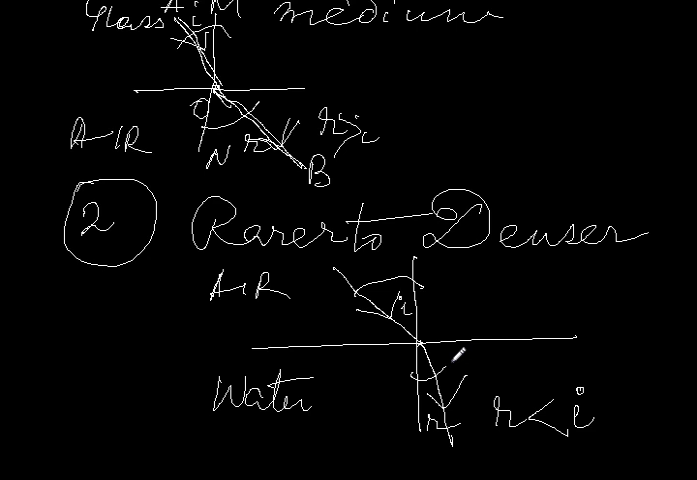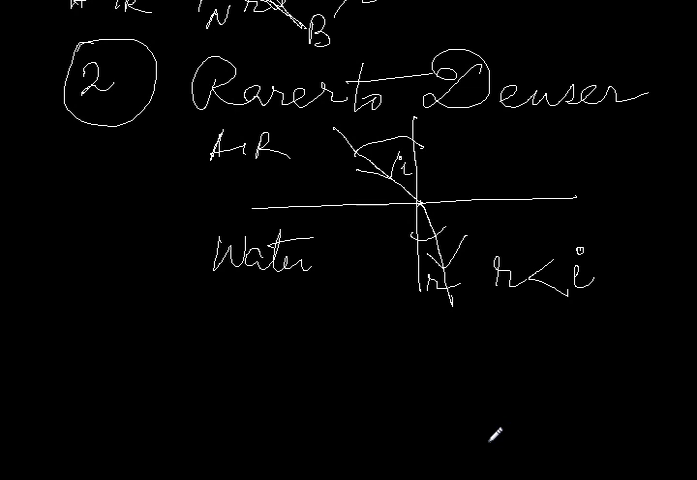So when light refracts from a rarer to a denser medium, the refracted ray will bend towards the normal. That is, the angle of refraction will be less than the angle of incidence. R will be less than I. These are the two rules of refraction of light, depending on whether light travels from optically denser to rarer medium, or rarer to denser medium. These are the two types of refraction of light.